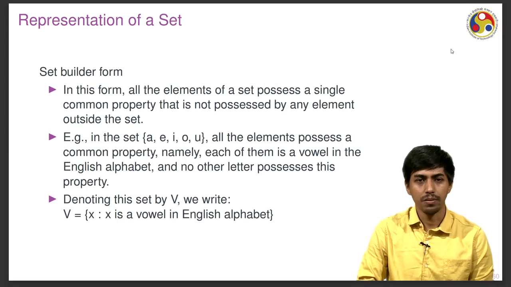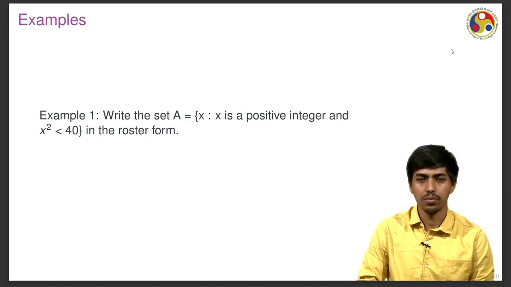So if we denote this particular set by capital V, we can write it as capital V is equal to small x, such that small x is a vowel in the English alphabet, and as you can see, they are enclosed within braces. Now let's look at an example.